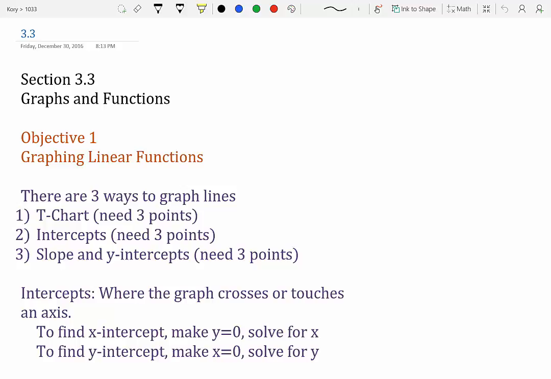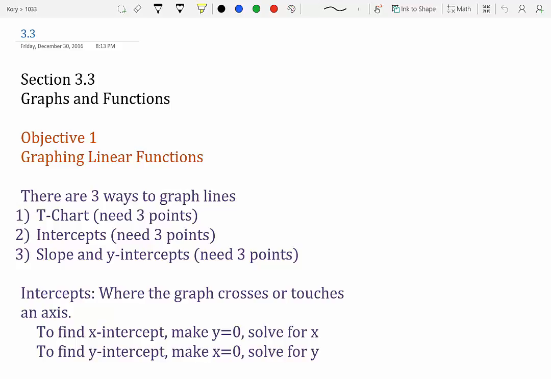Section 3.3, Graphs and Functions. So in Section 3.1, we learned to graph using a t-chart. Now we're actually going to use and graph the way you would usually graph. But if you forget, use a t-chart.